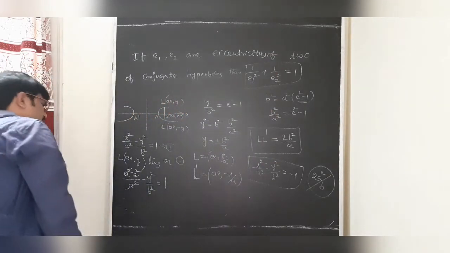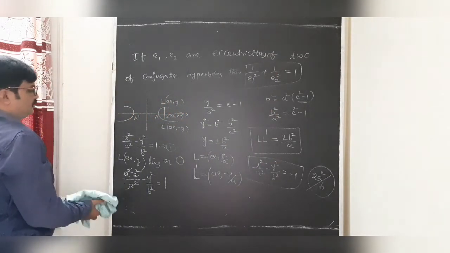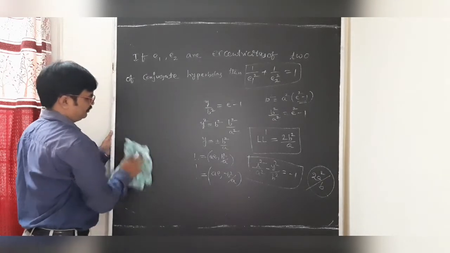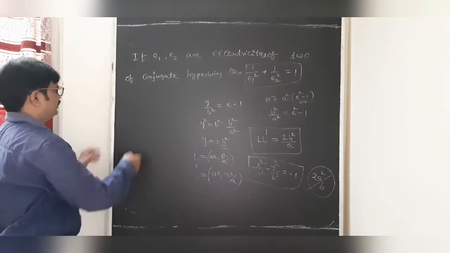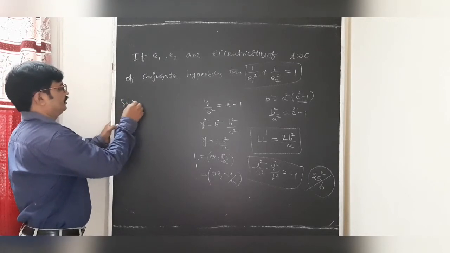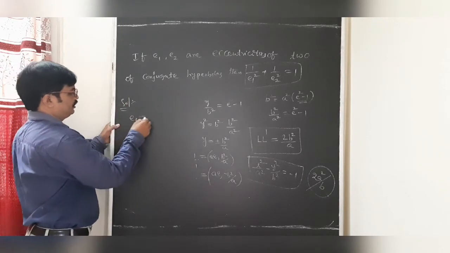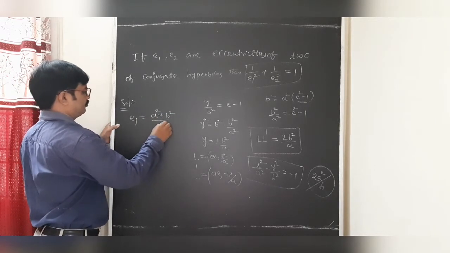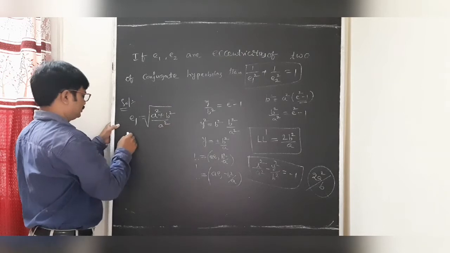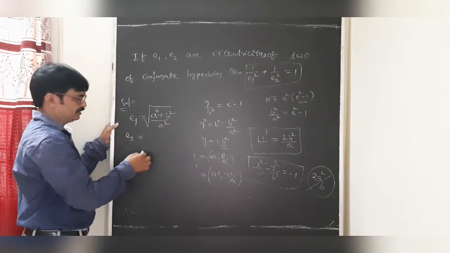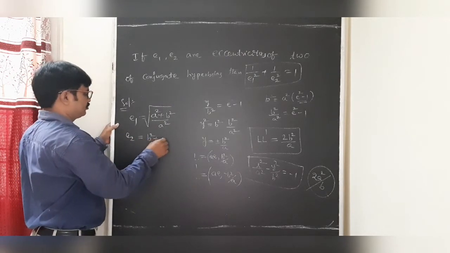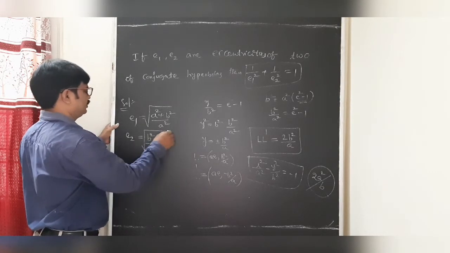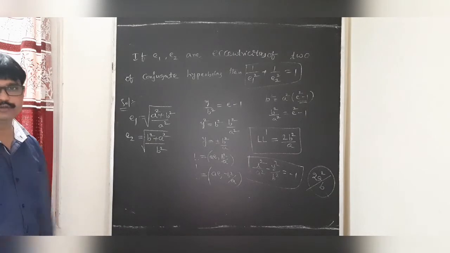Now we have to know e1, everybody knows that. What is e1? We know that, dear students, e1 is the square root of (a square plus b square) by a square. So, dear students, e2 can be written as the square root of (b square plus a square) by b square. So, students, these are e1 and e2.